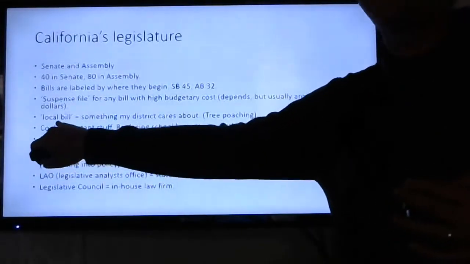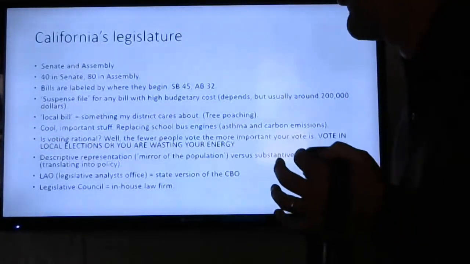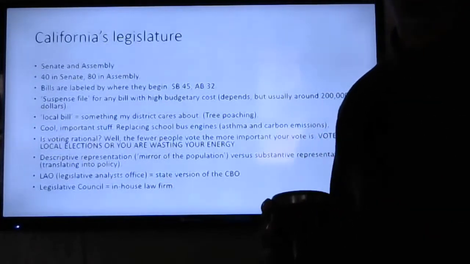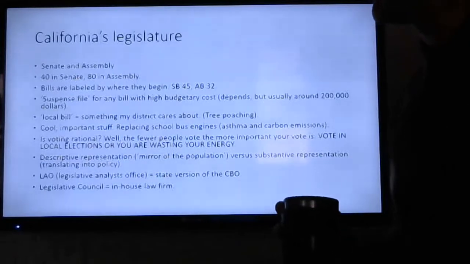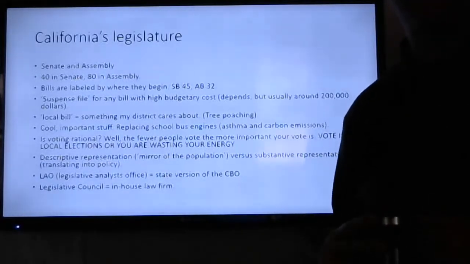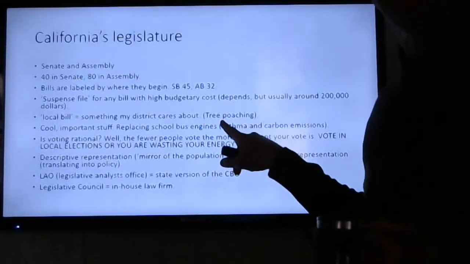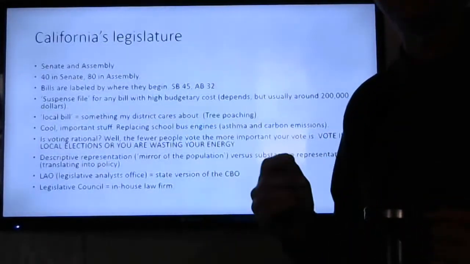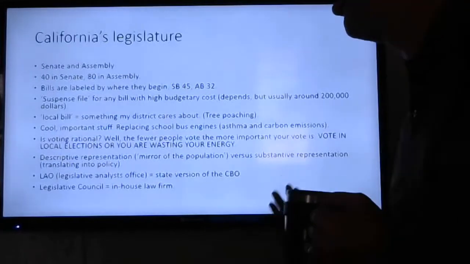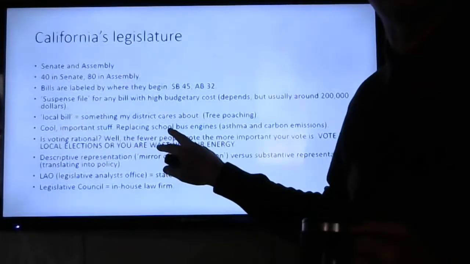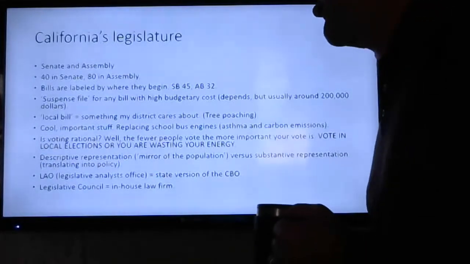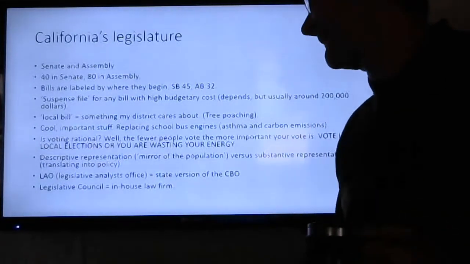There are also such things that people call local bills or sometimes home bills. So it's something that my district cares about. One of these bills, for example, up in Sonoma, they're having problems with people illegally cutting down trees, tree poaching. So they wanted to increase the penalty on illegal cuttings. That's a local bill. Trees only found in this one area. The guy cares about it. It's his district. He tries to get that bill passed.